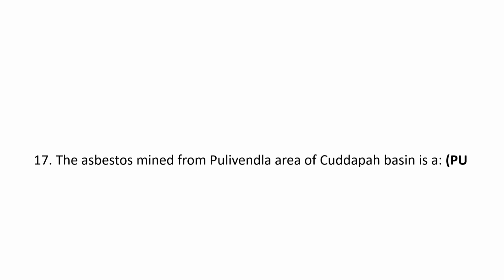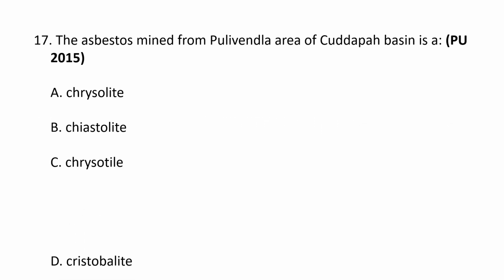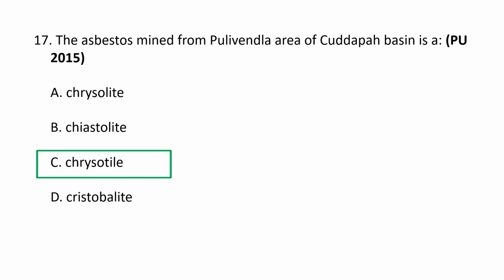Next question. The asbestos mined from Pulivendula area of Kadapa basin is A. Chrysolite, B. Chiastolite, C. Chrysotile, D. Cristobalite. So the correct option is C. Chrysotile. The asbestos mined from the Pulivendula area of Kadapa basin is primarily of the chrysotile variety, which is a type of white asbestos. The asbestos occurs in association with serpentine developed at the contact of basic intrusive rocks and the Vempalli dolomites.